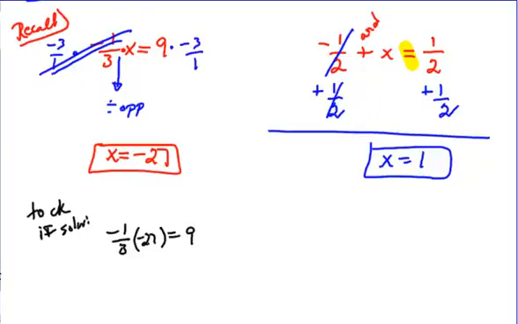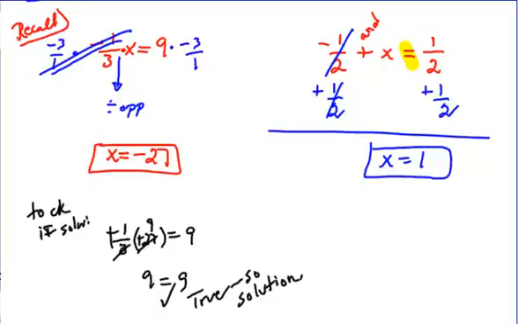So let's see what that does, doesn't it? So that comes down to a 9 to cancel. So we get 9 equals 9. It's true. So it's a solution. We did a good job.